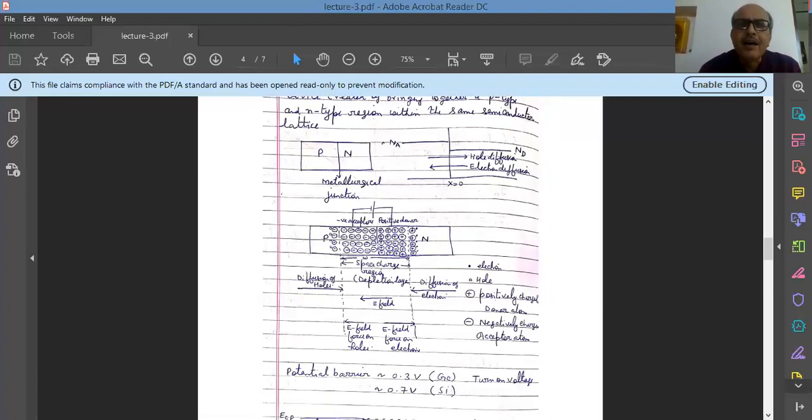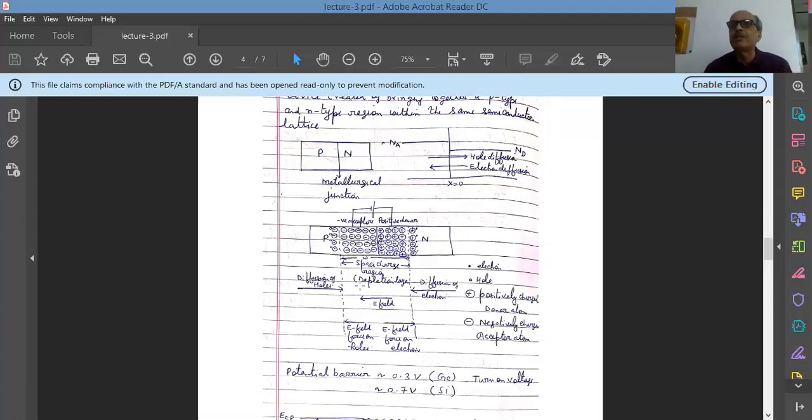You can see on this side of a boundary, you have positively charged donor impurities, no electron. Outside this boundary, you can see both of them, but here you don't see any electron. Similarly, on this side of a boundary, you see negatively charged acceptor impurities, but there is no hole. So in this region, there is no mobile carrier. This region is called space charge region, or it is also called depletion region.